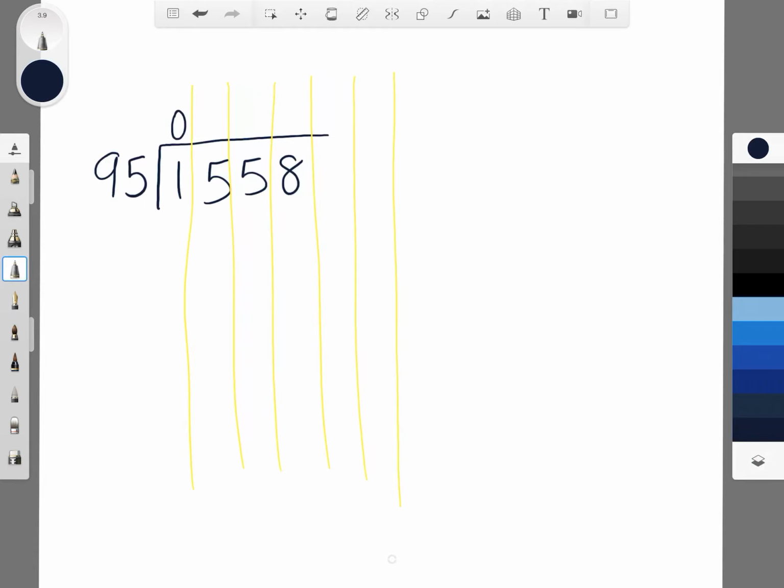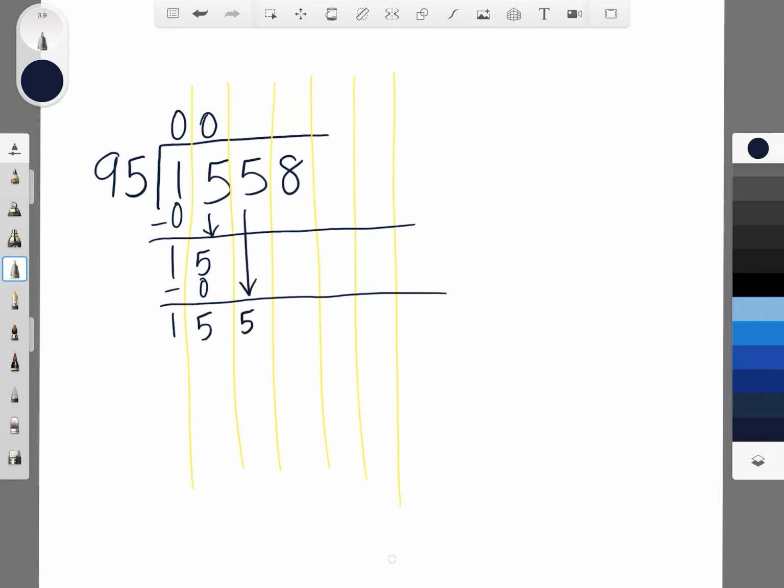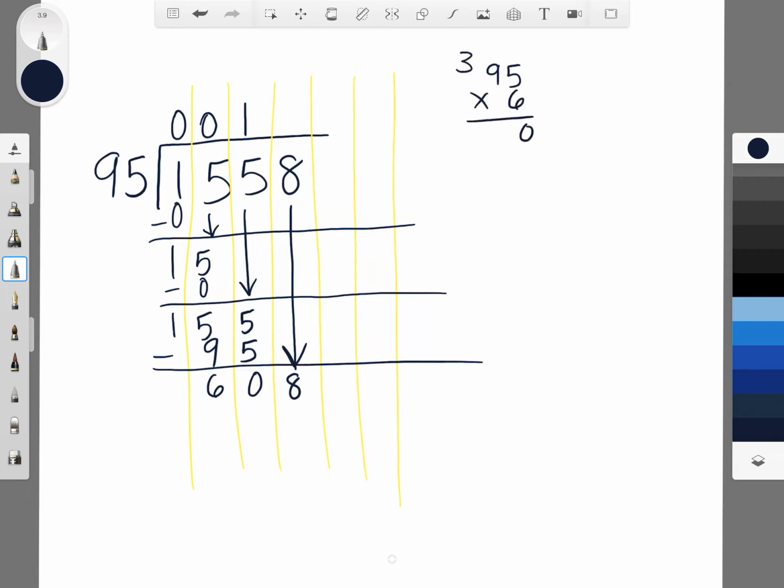Okay, 95 goes into 1, 0 times. It goes into 15, 0 times. It goes into 155 one time. Bring down the 8, and it goes into 608 6 times. Let's come over here and figure out what that is. That's going to be 570. And that's going to be 38.